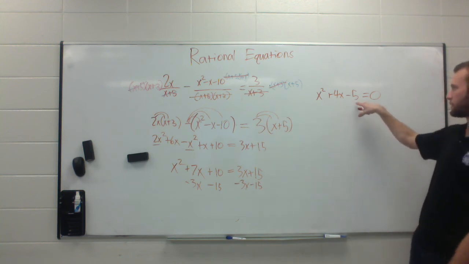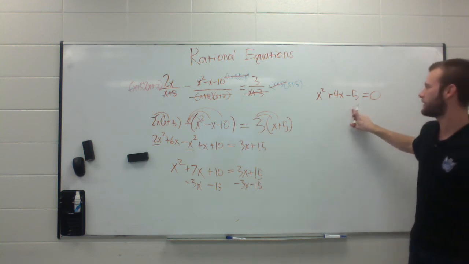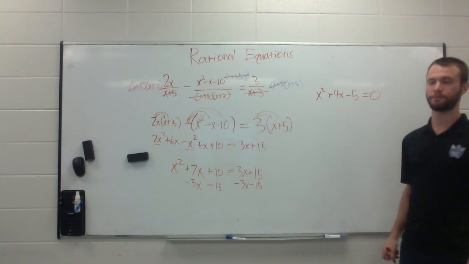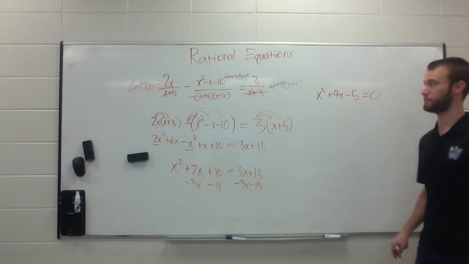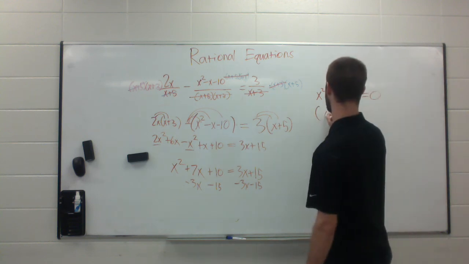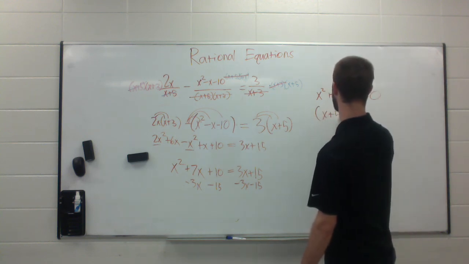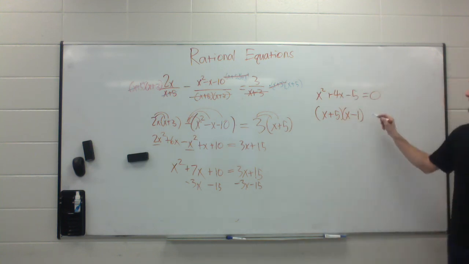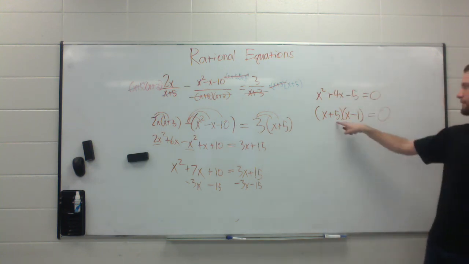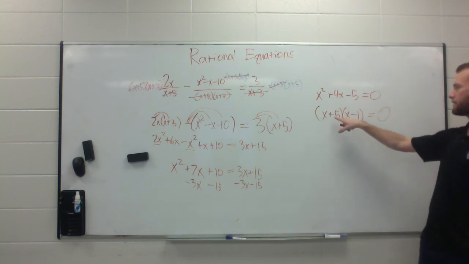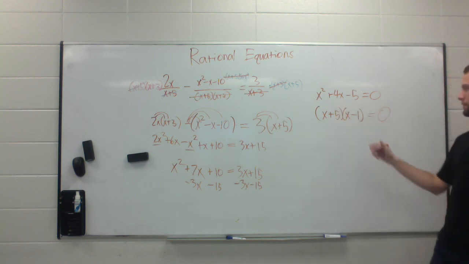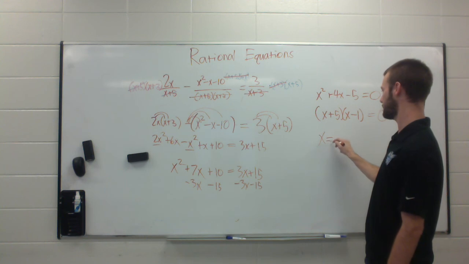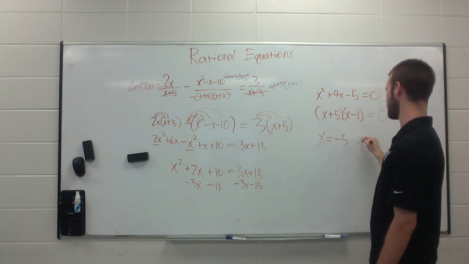We need numbers that multiply to make negative 5 and add to make 4. Go ahead, yell them at the screen. I can hear you. X plus 5 and x minus 1. 5 times negative 1 is negative 5. 5 plus negative 1 is positive 4. Which means our solutions are x equals negative 5 and x equals 1.